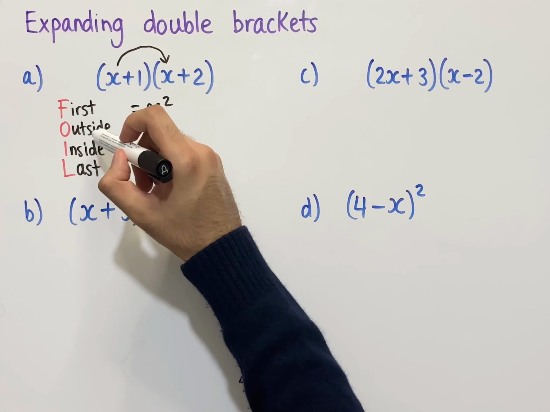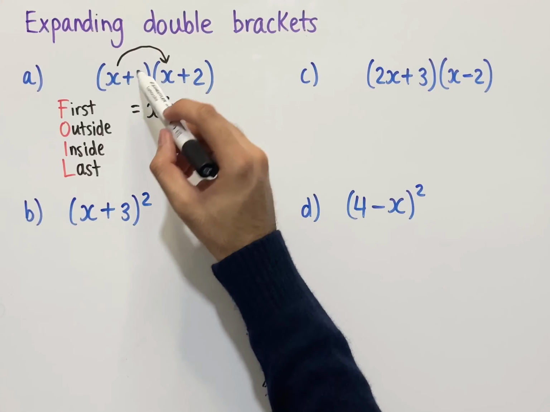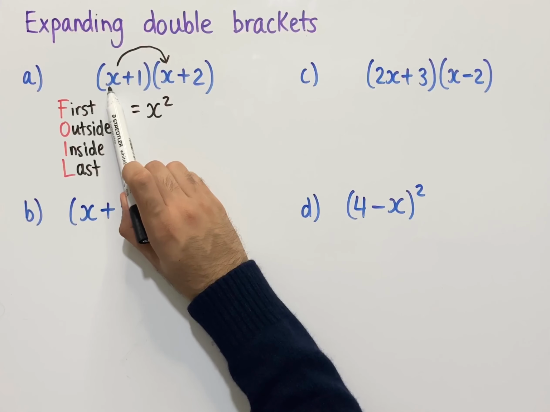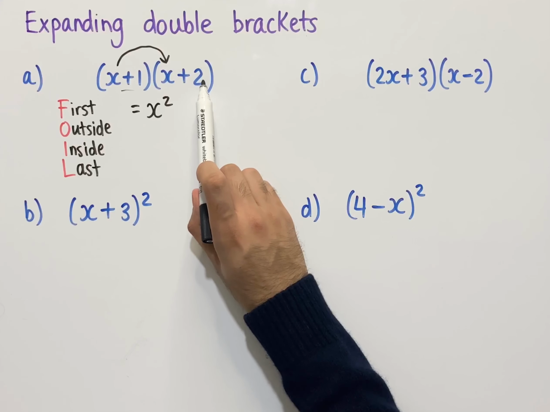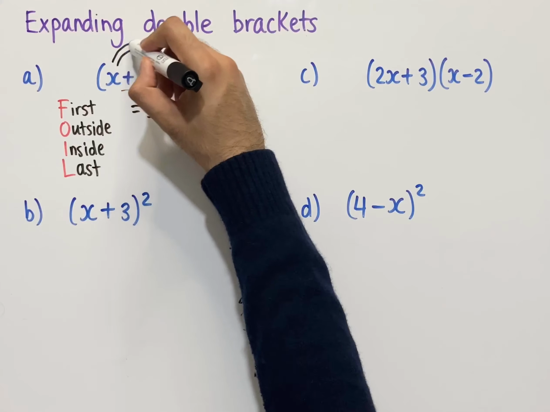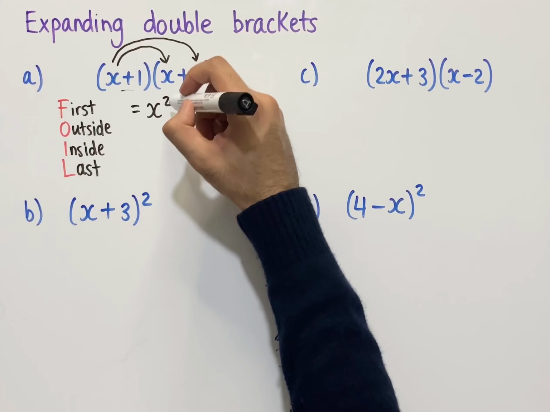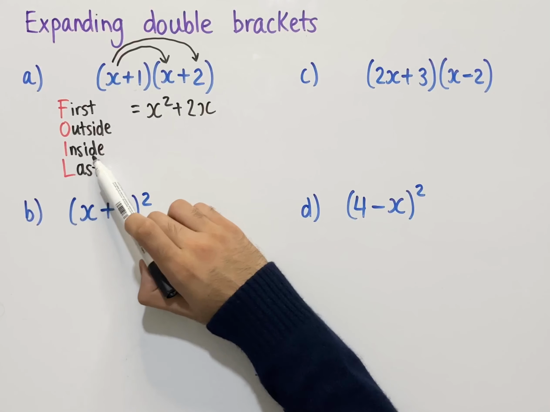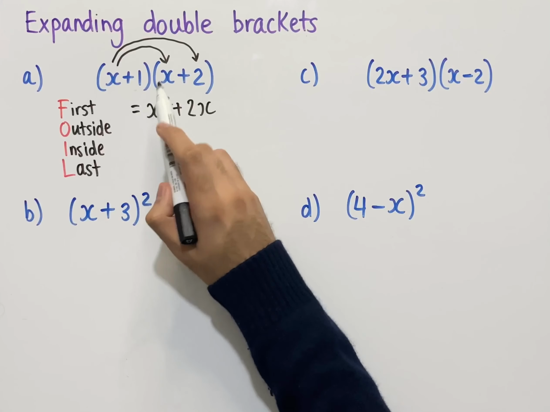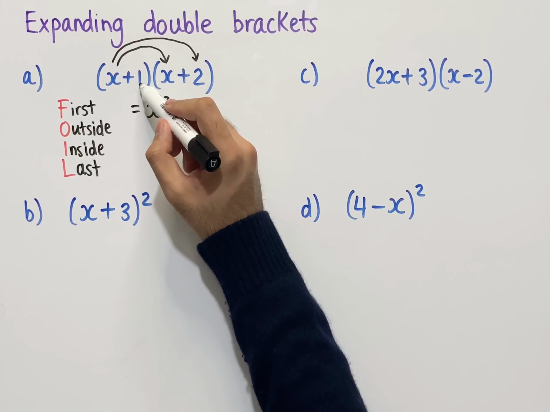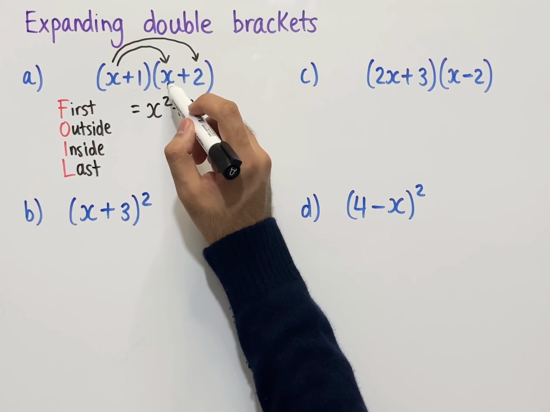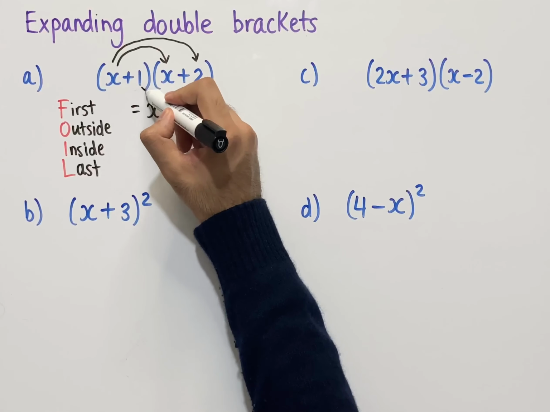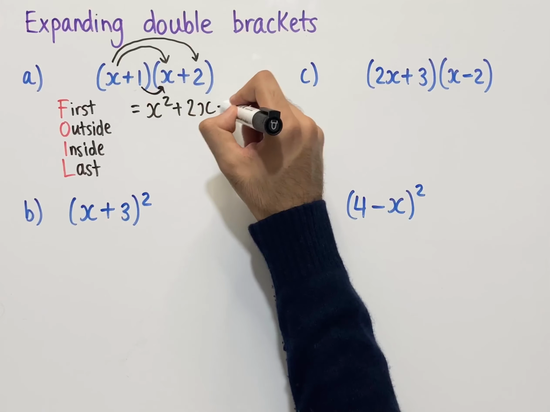Then we look at the terms on the outside. The terms on the outside are x in the first bracket and 2 in the second bracket. So we do x multiplied by 2, which gives us plus 2x. Now we have the terms on the inside. The first term in the first bracket is 1. The term in the second bracket is x. So we do 1 times x, which is plus x.